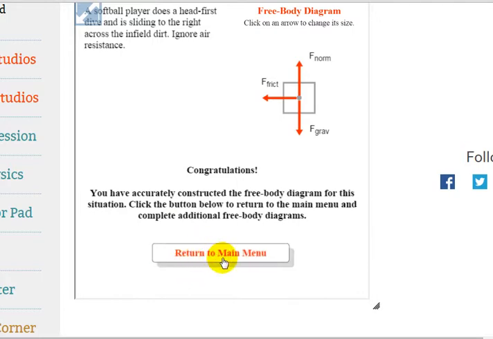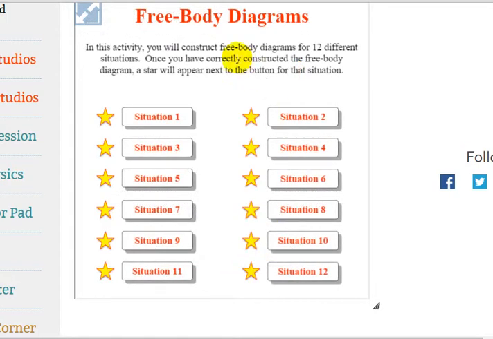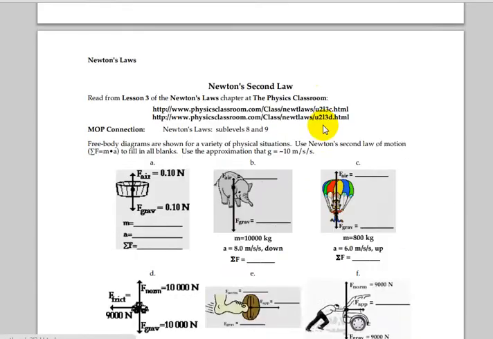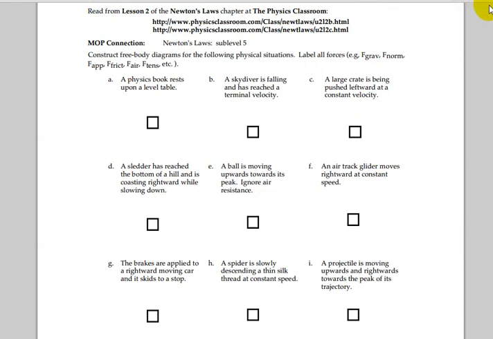Okay, so if you have any trouble, come back, look at these videos again, and hopefully you'll be able to do the assignment after that, which is labeling your own free body diagrams. Okay, we'll see you again.